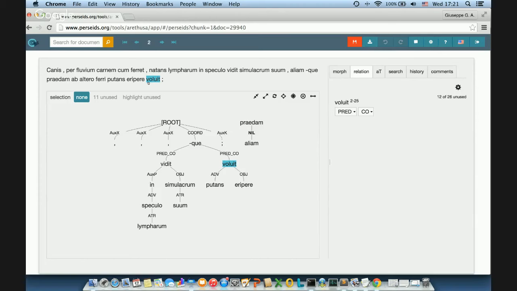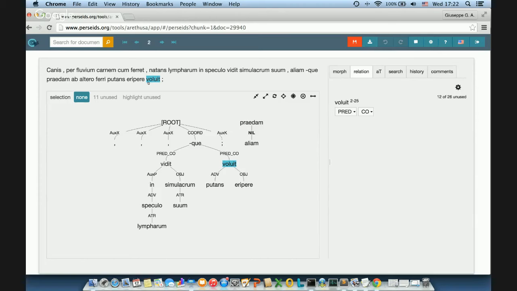What should we do at this point? How can we treebank this sentence? Again, let's focus on the verbs of the main clause. Here we have the problem that we don't simply have a single main clause, but we have a coordination, right? Because we have vidit and voluit, saw and wanted. So this is the first problem. How can we annotate coordination according to our formalism?